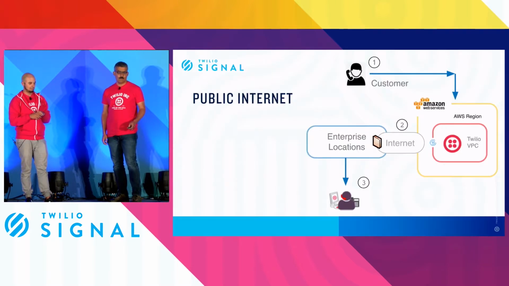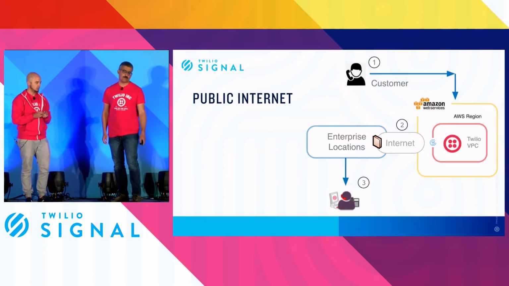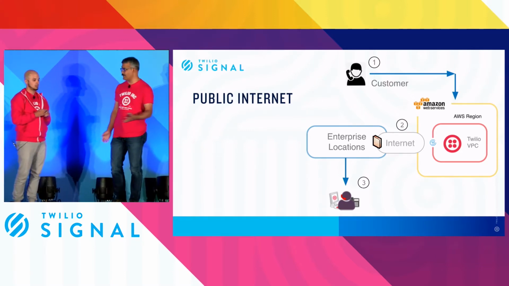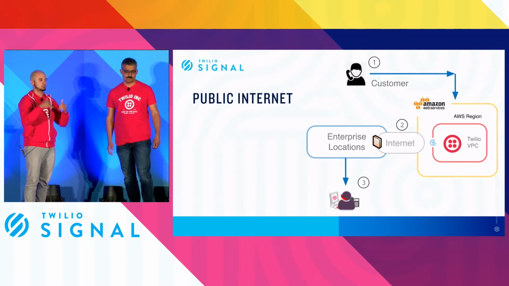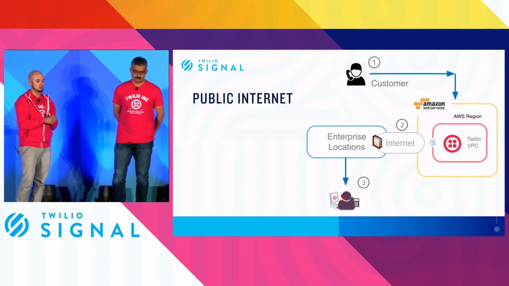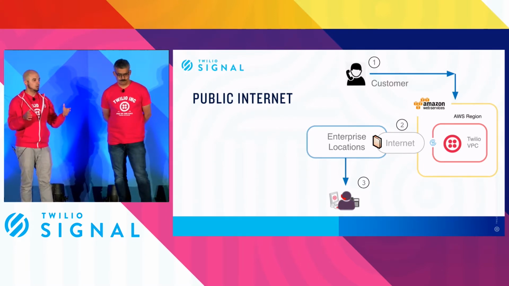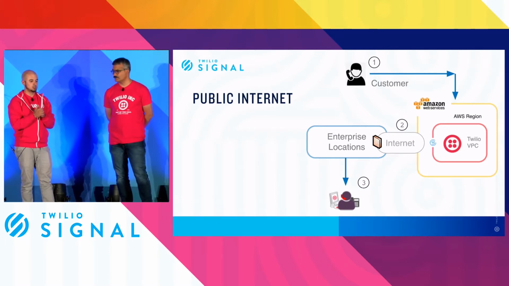Yep. So let's take a look at some use cases, right? So the first one is the public internet. Yep, and so in all these scenarios, you're going to see the customer, that's the end user, so the person making the phone call, so the one there. So they call in, this is all over the public internet. This is how most of our customers are connecting to us today.